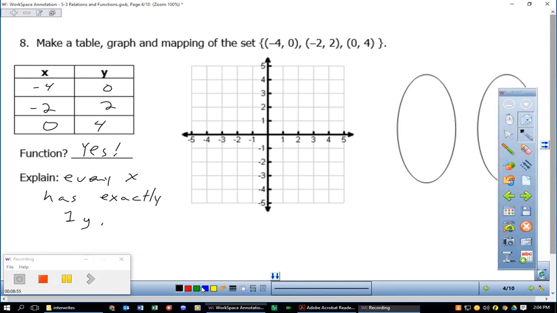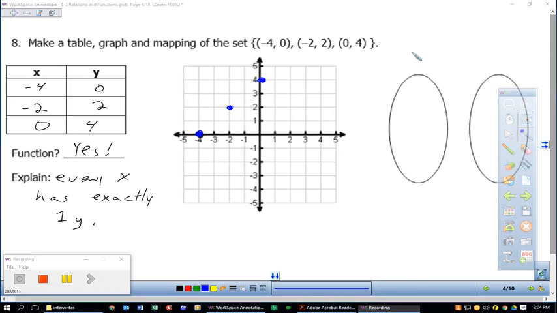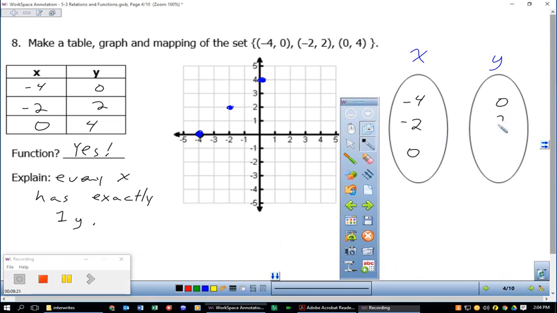Now, if we are to plot these, we would get -4, 0. Let me grab a different color. -4, 0. -2 and up 2. 0, 4. Okay, now on our mapping diagram, we will always write our x's and our y's in this way. It's going to look just like our table. -4, -2, 0, 0, 2, 4, and those match up. -4, -2, and 0.